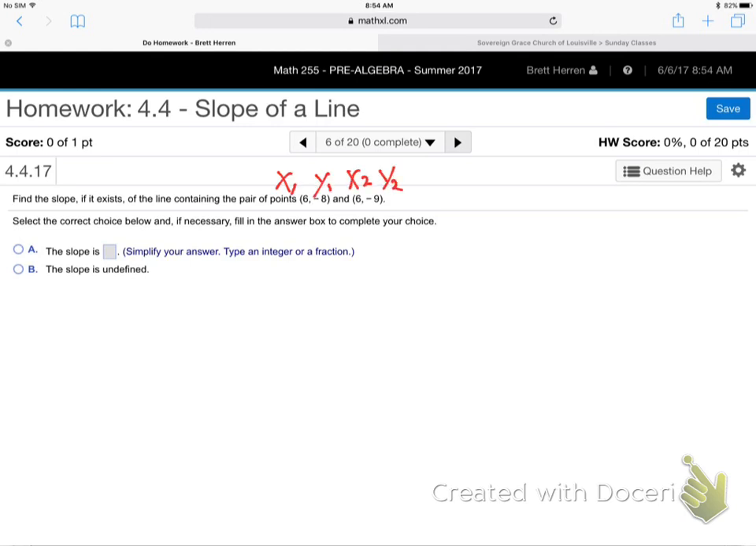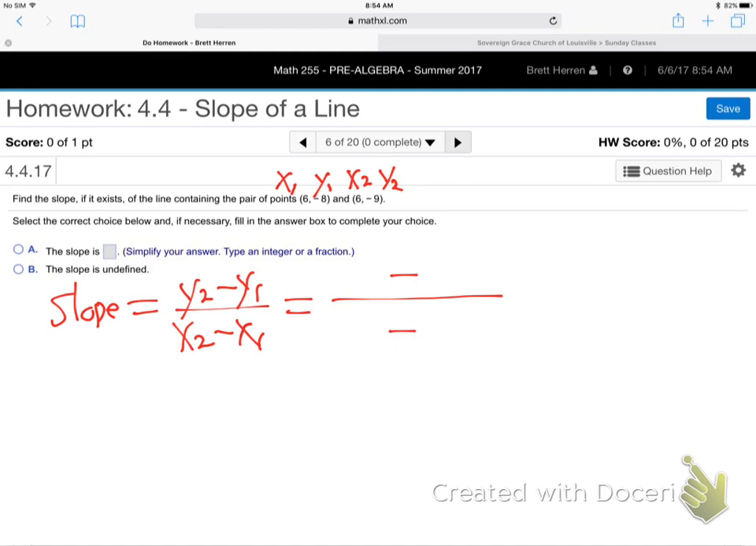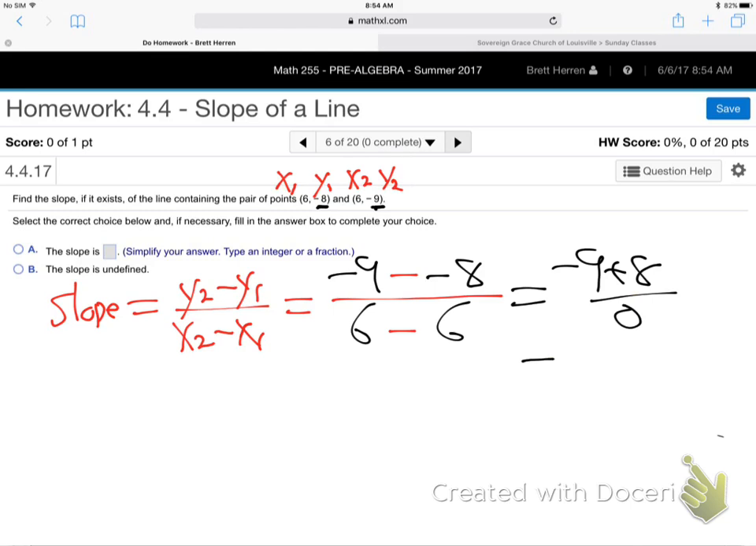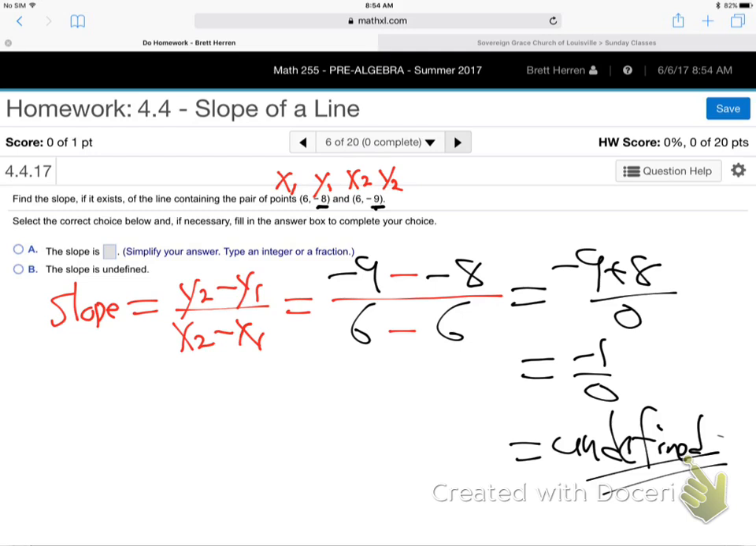x1, y1, x2, y2. Slope equals the difference of y values over the difference of x values. This is rise over run. Rise is y values, run is x values. So am I going too quick? So y2 minus y1, minus 9 minus 8, over 6 minus 6. So that's minus 9 plus 8 over 0. That's minus 1 over 0, which is undefined. So that's different. That one doesn't equal 0. It equals undefined. Everybody see the difference? There's a difference between an answer of 0 and an answer of undefined.